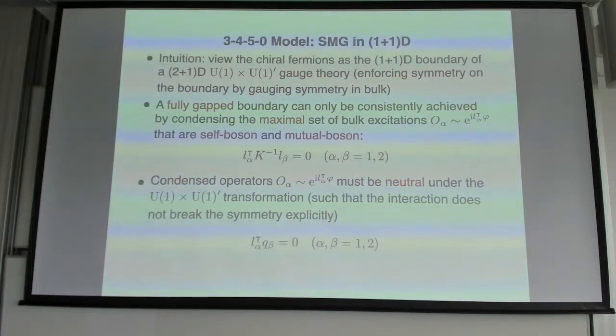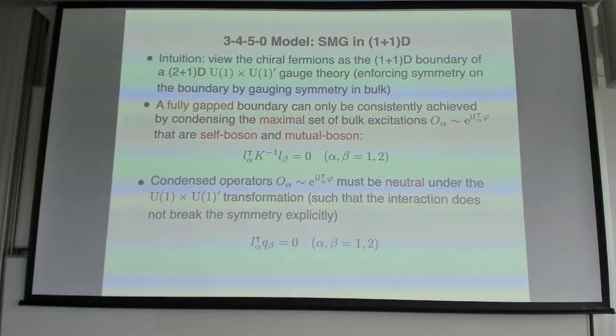Okay, so the intuition basically for why we need this condition. The idea is that when you add interaction to the 1 plus 1D system, you are actually condensing anyons coming from the 2 plus 1 dimensional bulk. So the idea is to view this chiral fermion as the 1 plus 1 dimensional boundary of some 2 plus 1 dimensional bulk theory, which has U1 cross U1 prime gauge symmetry. And this is like enforcing the symmetry on the boundary by gauging the symmetry in the bulk. Then in the bulk, you will have all these so-called anionic excitations, although it's not topological order, but it's very similar.